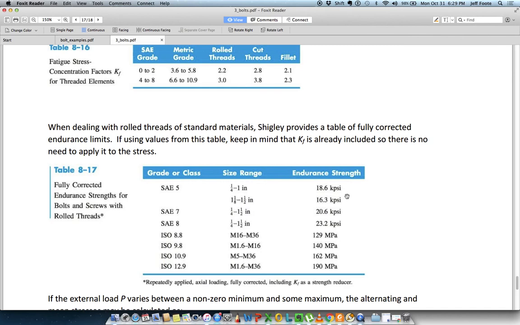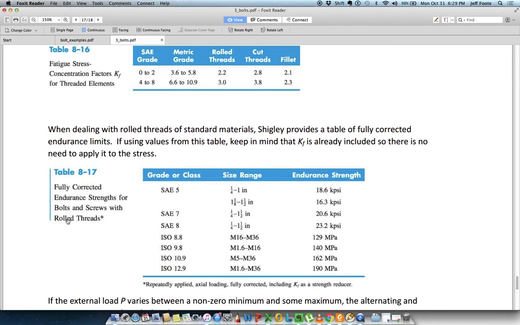And then table 817 actually gives modified endurance limits or endurance strengths for some values here. And for all of these, you note down here at the bottom it says the KF, the stress fatigue factor essentially, has already been included. So we don't have to include the stress concentration from 816 here. But 817, as you can see, is only for rolled threads right there. So if you have rolled threads on a bolt and it falls into one of these classes, you can get the endurance strength from this table. If it has cut threads or if it's from some oddball class, you'll have to calculate the endurance limit through traditional practices.